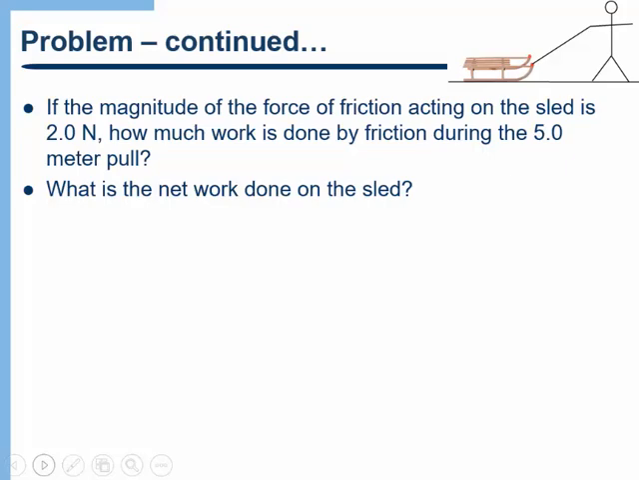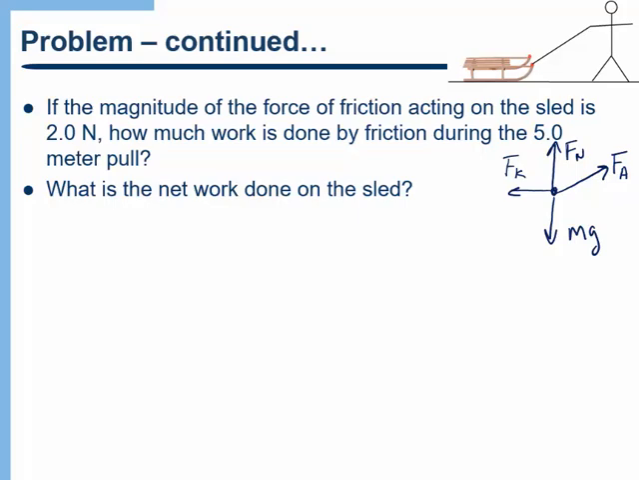If we continue the problem, it says if the magnitude of the force of friction acting on the sled is 2 newtons, how much work is done by friction during the 5-meter pull, and what is the net work done on the sled? First, just for review, let's draw a free body diagram of all the forces acting on the sled. There's the normal force, the applied force that our person is exerting, the force of gravity acting down, mg, and the force of kinetic friction acting to the left.